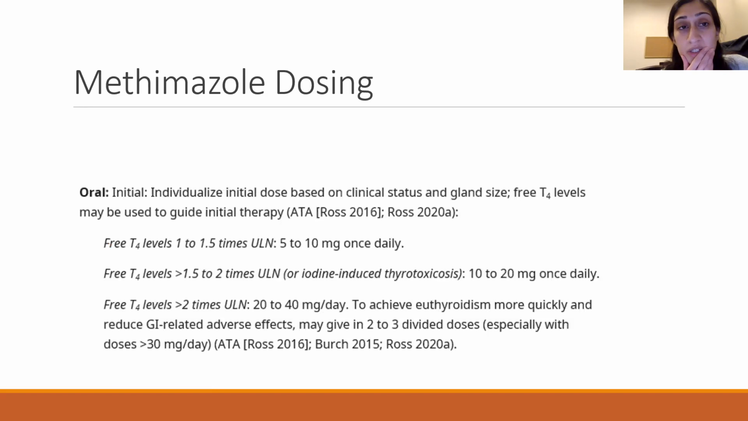This is again from UpToDate. This is just how to dose methimazole. I think it's helpful for how to think of initial doses of methimazole. Basically, you're looking at your free T4 levels. If it's 1 to 1.5 times the upper limit of normal, we generally start at 5 to 10 milligrams a day. If it's greater than 1.5 to 2 times the upper limit of normal, we generally think of 10 to 20 milligrams daily. And then if it's greater than 2 times the upper limit of normal, then you start thinking of higher doses like 20 to 40.